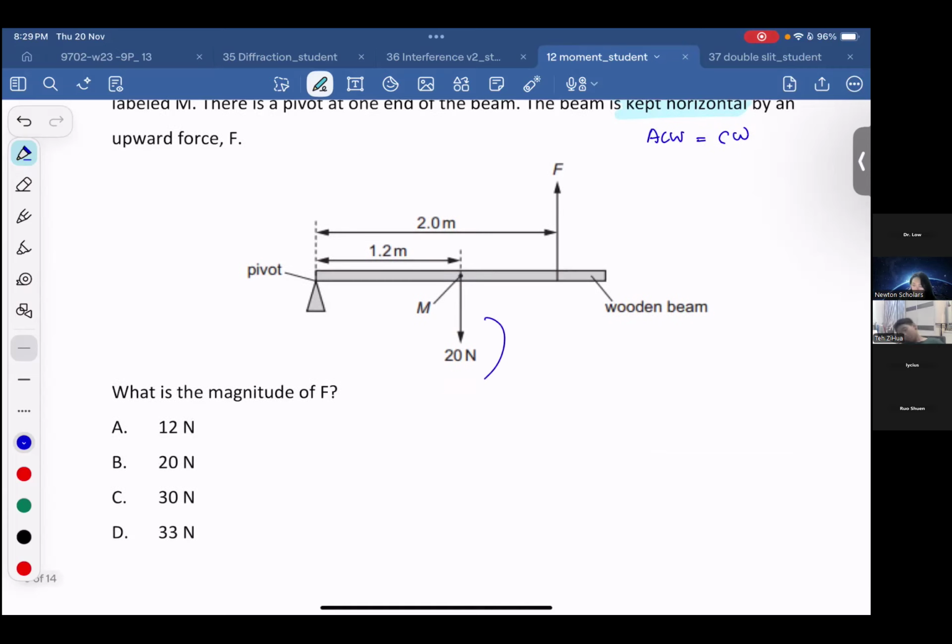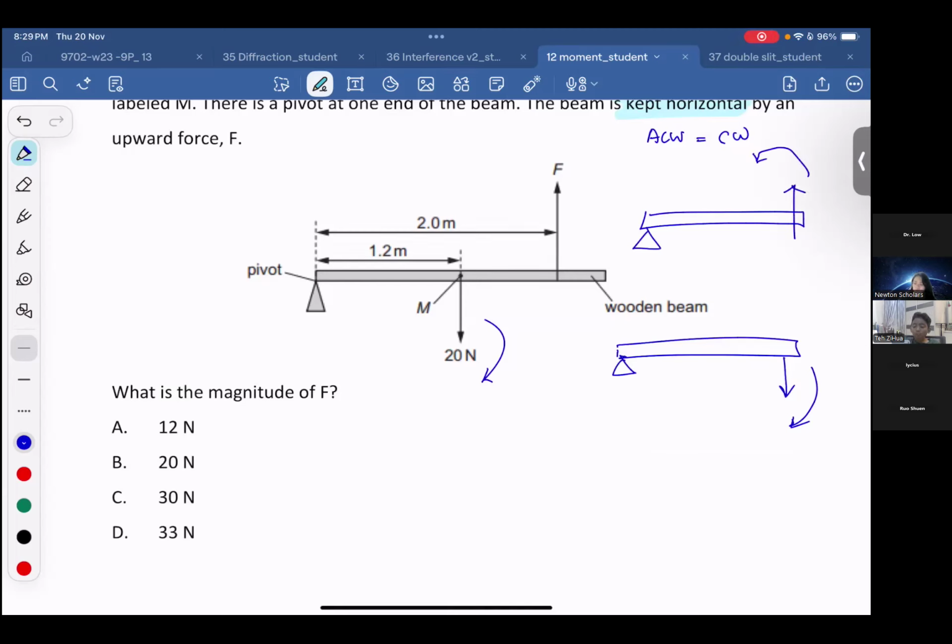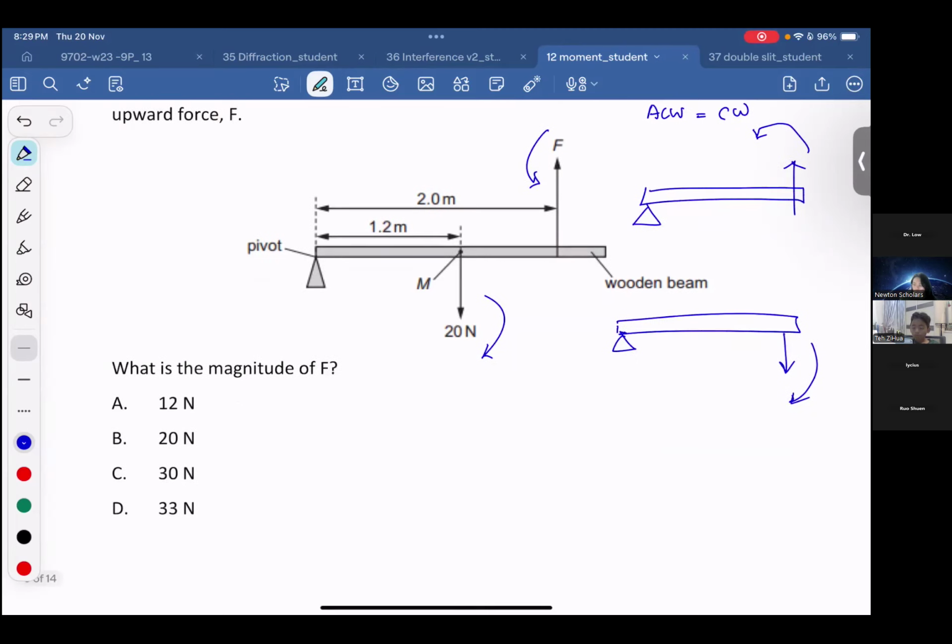Okay, dear. 20 Newton is clockwise, right? Okay, ruler. So this one, hold it, then you push it down, it will turn in this direction. Okay, the force here, F, this is your pivot. If you push your ruler upward, it will turn in this direction. So this one actually is anti-clockwise. F is anti-clockwise. Okay, this is how to determine it using the technique that I taught you using the ruler.